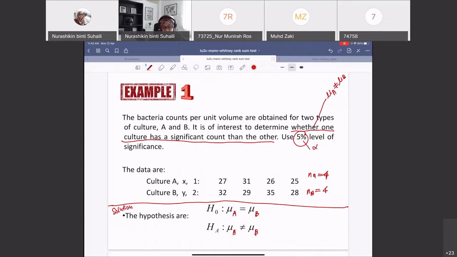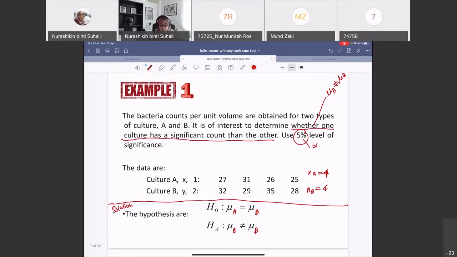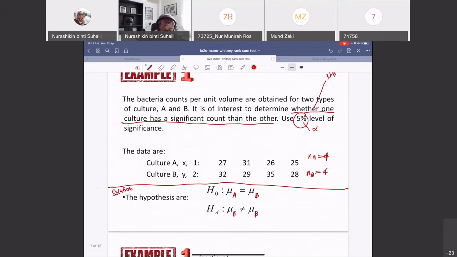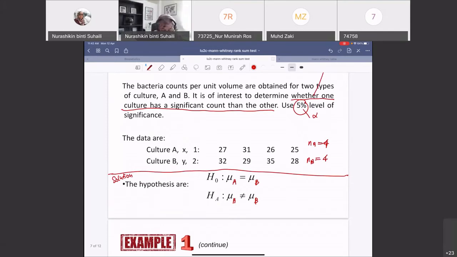Okay, so how to analyze it? The moment you see this data, culture A and culture B, you can see that they are from independent samples. They are actually independent samples. So that's the hint also how you can know what kind of test to be used. So in this case it's the Mann-Whitney test. Okay, so the procedure to do the test, the first step is to develop the hypothesis, right? So this is the null hypothesis. This is the alternative hypothesis. I hope that's clear.